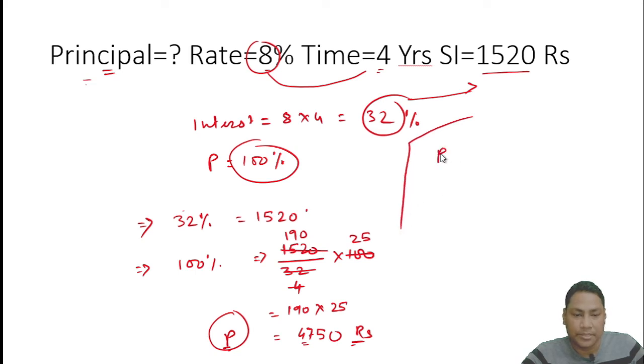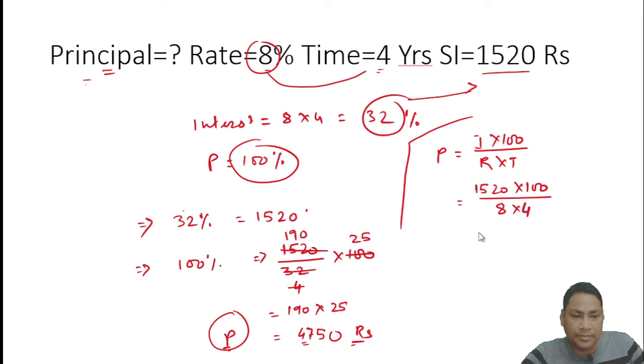So we can take out the principal by formula basis also. The formula of principal is interest multiplied by 100 divided by rate into time. The interest given is 1,520 multiplied by 100. Rate of interest is 8 into 4. The time is 4 years. So this is the same we have calculated from here. This will become 32. So the amount will be 4,750 rupees.